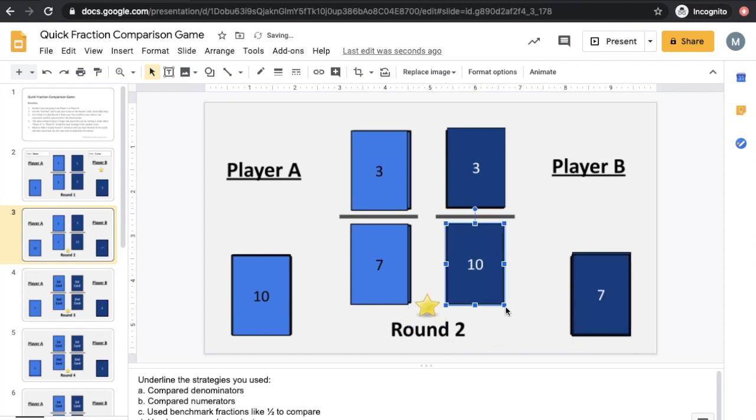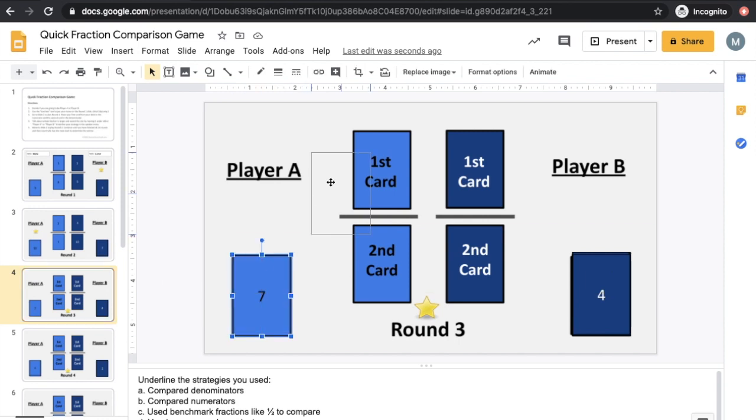And once again, this is an opportunity for Connor or myself, the student, to mention like, oh, well, I have 3 of these pieces and 3 of these pieces, but these pieces are actually bigger because they're 7ths and not 10ths, right? So again, we're comparing denominators. That's the strategy we use, and I just have students underline that. So I can actually go back and look and see if their strategy made sense for the numbers, but also if they indeed played the whole game. Because that's another consideration at this point with distance learning.